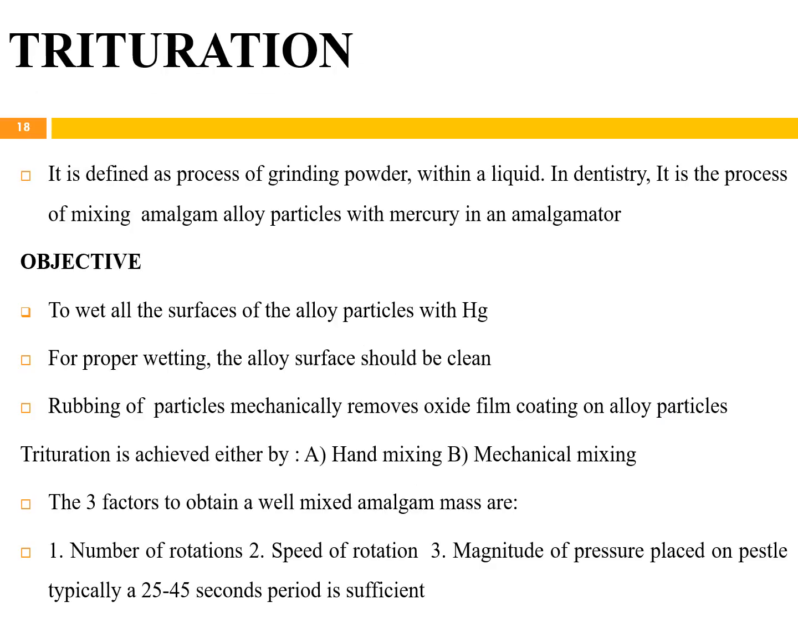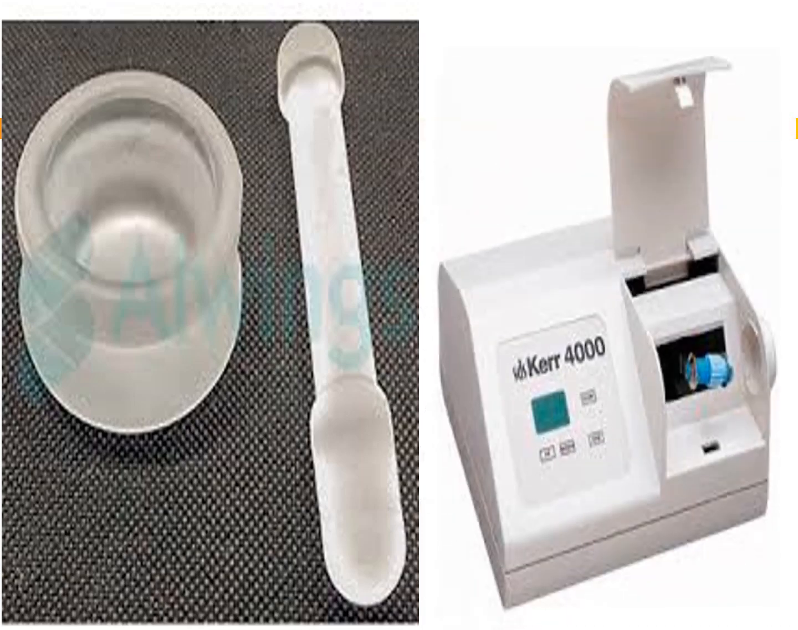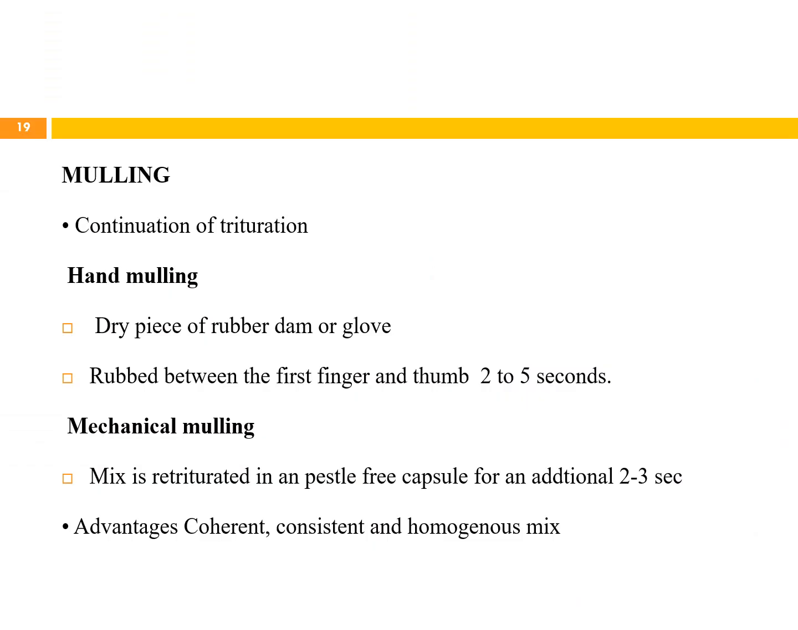Trituration is defined as a process of grinding powder within a liquid. In dentistry, it is a process of mixing amalgam alloy particles with mercury in an amalgamator. The objective of trituration is achieved either by hand mixing or mechanical mixing. This is hand mixing, and this is mechanical mixing. Mulling is a continuation of trituration, using a dry piece of rubber dam or glove, rubbed with the first finger or thumb for 2 to 5 seconds. In mechanical mixing, the mix is re-triturated in a pestle-free capsule for an additional 2 to 3 seconds.